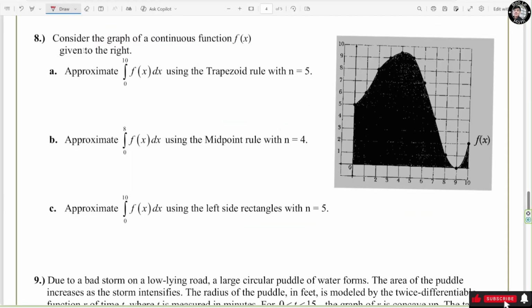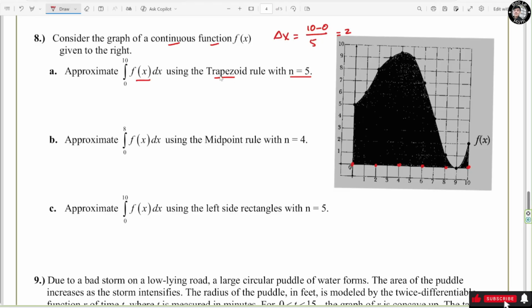Now question 8. Consider the graph of a continuous function f(s) given to the right. Approximate the integral from 0 to 10 of f(s) ds using the trapezoid rule with n equals 5. So we start from here, we end right here. N equals 5, we use delta s equals b minus a divided by n. So it's 10 minus 0 divided by 5, which is 2. So the points are 2, 4, 6, 8.